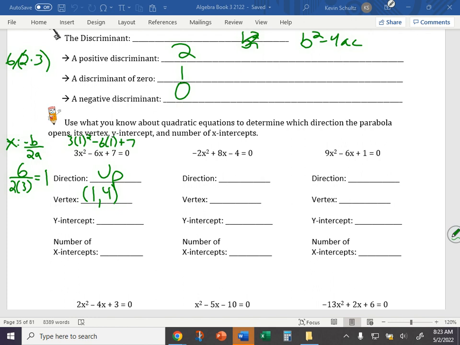Vertex, 1, 4. How we got that 4 is we just plugged 1 into our equation. 3 times 1 squared is 3. 6 times 1 is 6. 3 minus 6 is negative 3. Plus 7 is positive 4. That's where that came from.